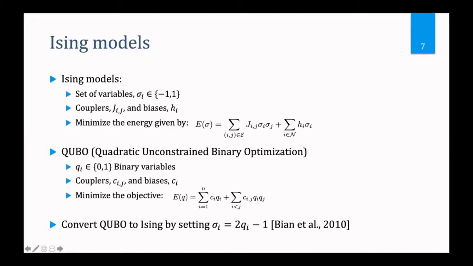Before presenting our Ising model for constraint clustering, I will briefly describe what Ising models are. Ising models consist of a set of variables that take the value -1 or 1, a set of pairwise couplers, and a set of biases, and the goal is to minimize the following quadratic energy function. A closely related model is QUBO, quadratic unconstrained binary optimization. The main difference is that the variables are binary variables that take the value 0 or 1. We can easily convert a QUBO model to an Ising model, and we use QUBO to model the constraint clustering problem.